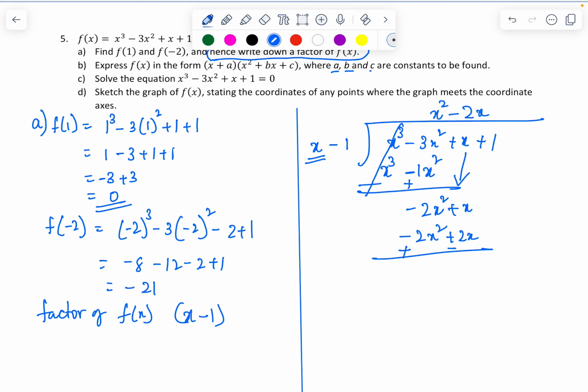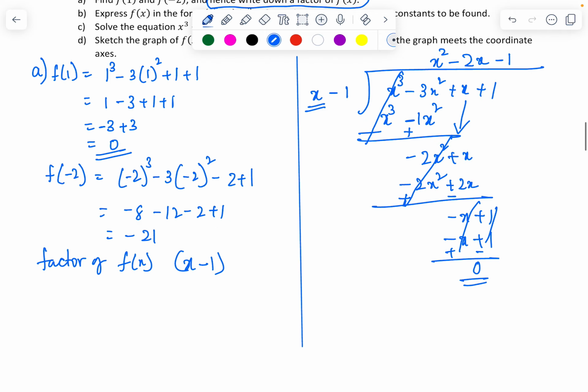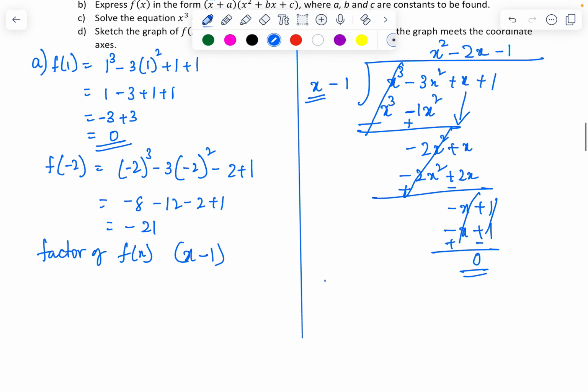So I'm going to change the signs here and cancel this. So negative x plus 1. X times what gives you negative x? Which is negative 1. So negative x plus 1, and change the signs again. So this is 0. So for B, he said give f of x in the form of x plus a, which means x minus 1 times x square minus 2x minus 1, where a equals negative 1, b equals negative 2 and c equals also negative 1.